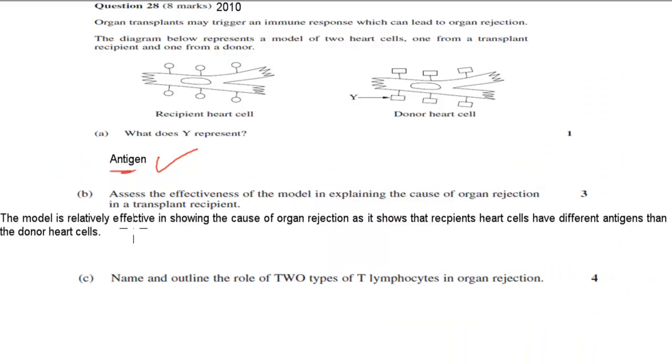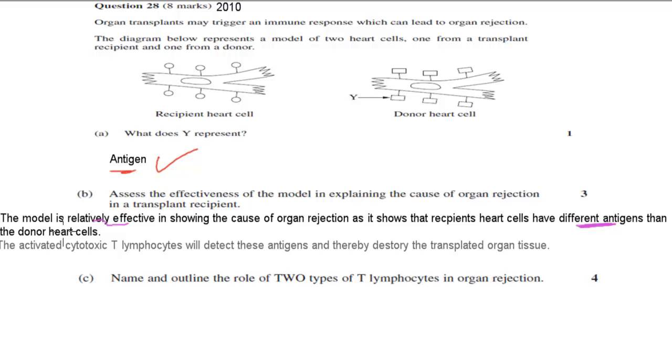So what I wrote is the model is relatively effective in showing the cause of organ rejection, as it shows that the recipient's heart cells have different antigens than donor heart cells. So different antigens is how it's effective, but then we have to go into how that links to the actual immune response. The activated cytotoxic T lymphocytes will detect these antigens and thereby destroy the transplanted organ tissue. You could have said they are activated by them, because the T helper cells can activate them.